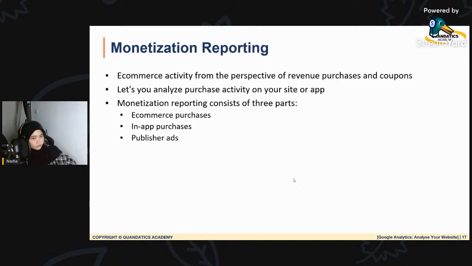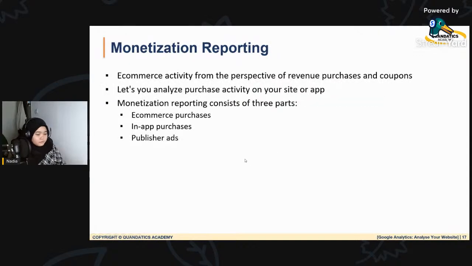Now, the first one is the overview. Okay, so we have e-commerce purchases and in-app purchases. So let's say your website has apps. You can actually gain reporting on how much you made from your apps. And then last but not least, the publisher ads. So if you have any kind of ads on your website and you can get money out of it, it will display all the detailed information and the total revenue from the publisher ads.